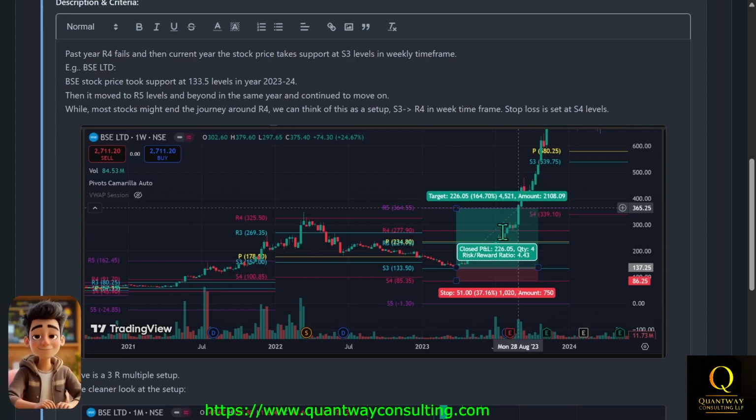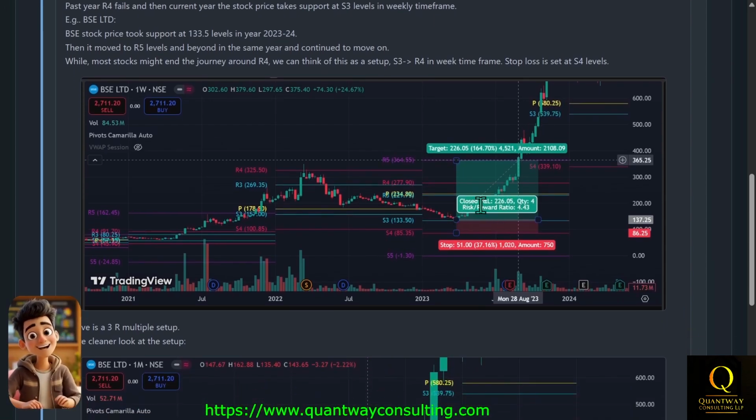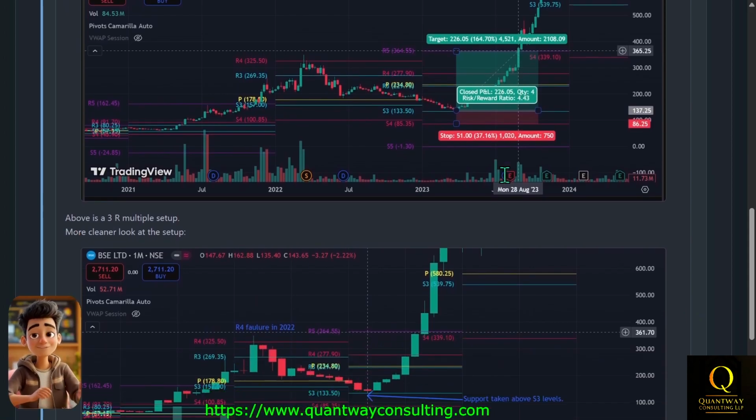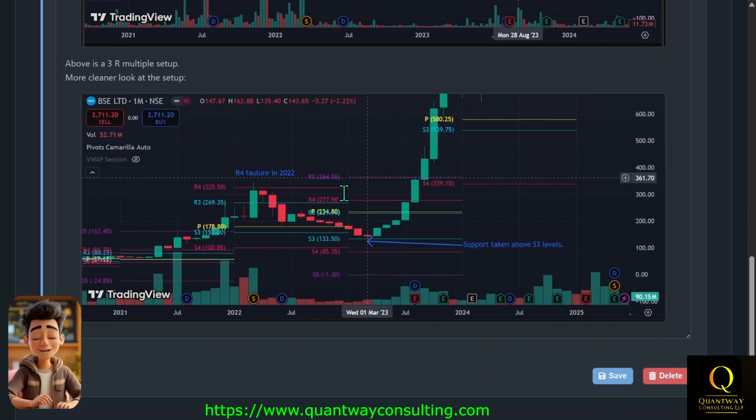Our trade setup here is to buy around S3 levels with a stop loss level set at S4 and target at our R4 or our R5 levels of that year. Most of the stocks won't mean revert beyond our R5 levels. Here is a cleaner picture of our setup. This setup is mostly a price action setup based on Camarilla pivots.